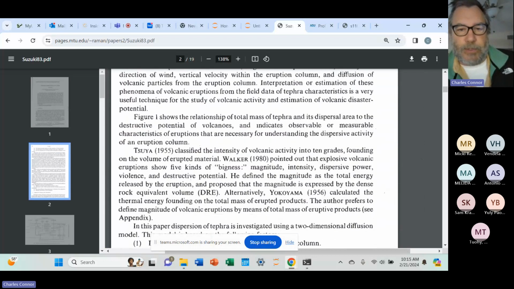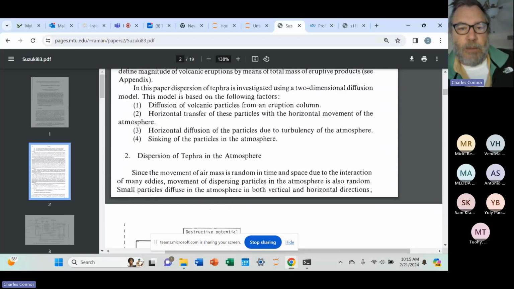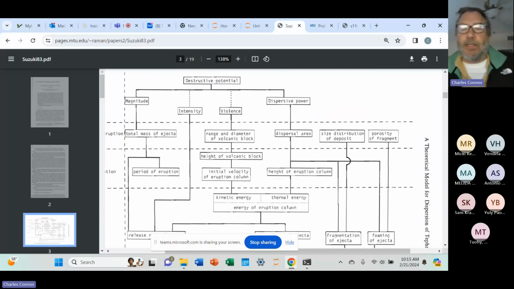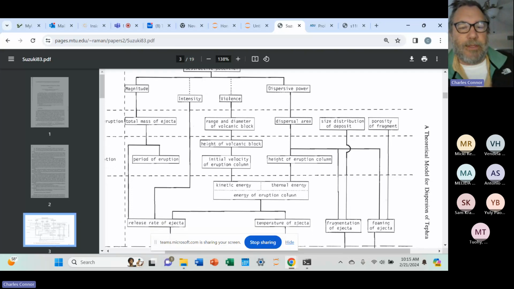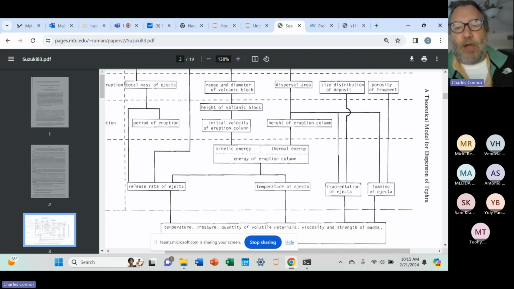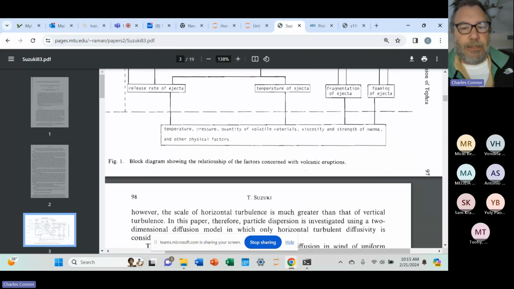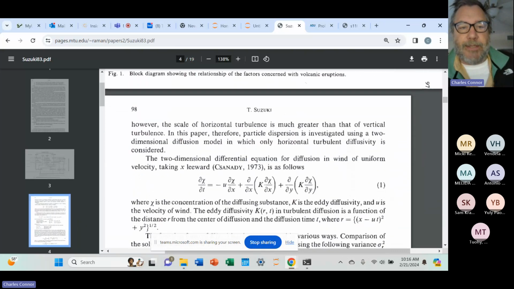And so we're not going to read through this paper or anything like that, but I just want to point out a few ideas here. One is Suzuki developed a very early model, a flow chart, essentially showing what are all the important things that happen during Tephra dispersion in the atmosphere. And a lot of this is pretty close to what we think of today and how we model things today. Not quite, but he did a great job of summarizing that.